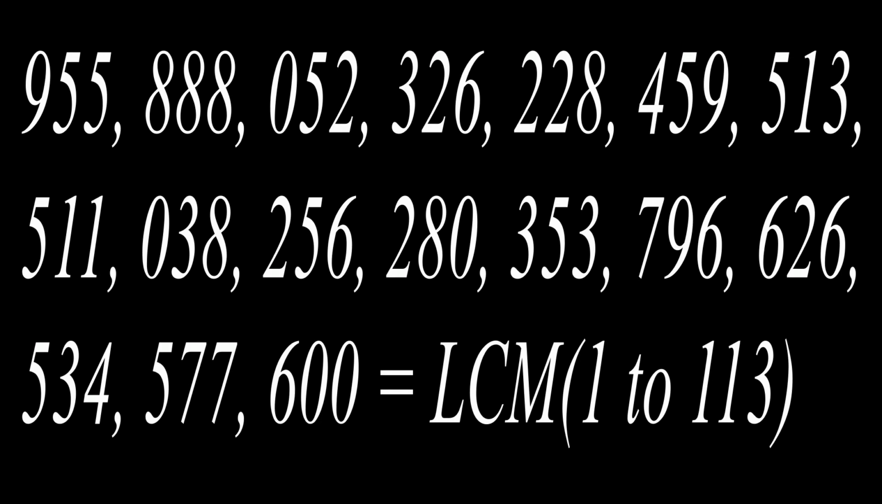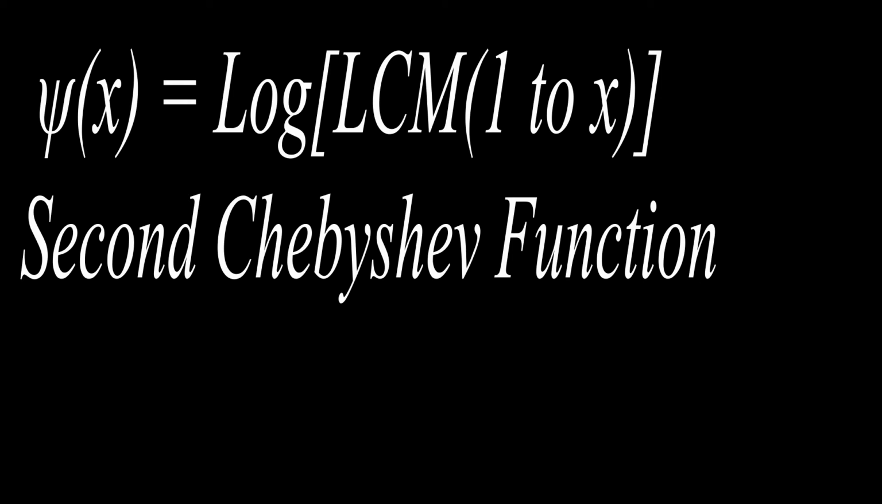This number is the least common multiple of all natural numbers from 1 to 113. This means that every natural number from 1 to 113 divides this number, and there isn't a smaller positive integer with this property. Define a function psi of x as the log of the least common multiple from 1 to x. Psi is called the second Chebyshev function.